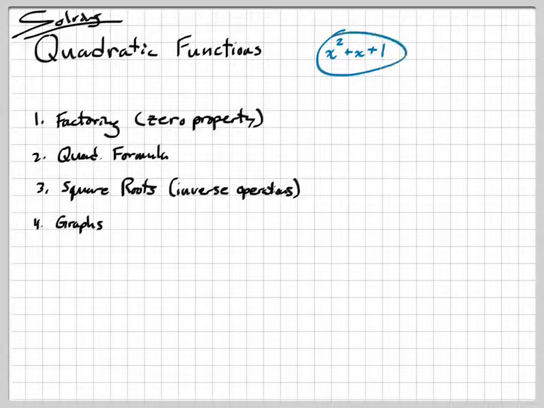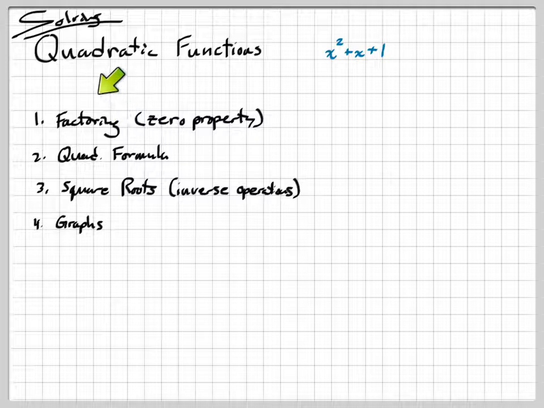This is called standard form, or standard polynomial form. The highest degree is first, and then it goes to 1, and then no variable. That's the constant. Now there's different ways to solve these. We have the factoring way, that's the zero property. We have the quadratic formula, which is like your silver bullet. It works all the time.